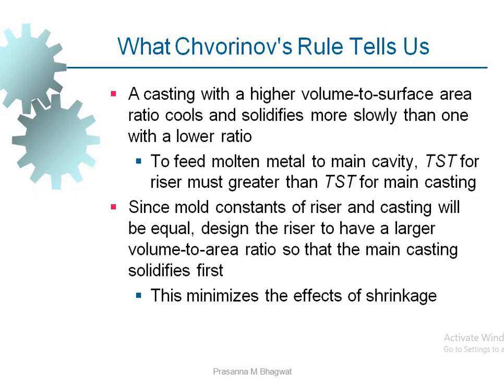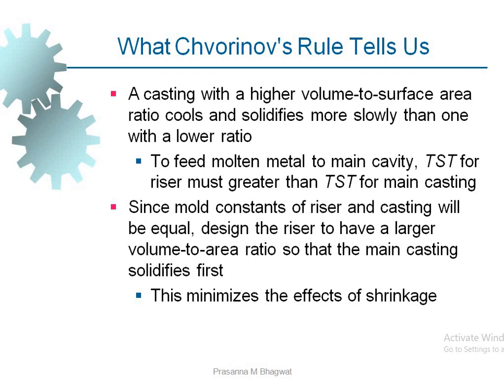To feed the molten metal to the main cavity, TST for the riser must be greater than TST for the main casting. This is the most important parameter you have to take into consideration: the riser should solidify after the casting solidifies. The riser is the last point of solidification. If the riser solidifies first, then the casting will not get a sufficient amount of liquid for feeding.